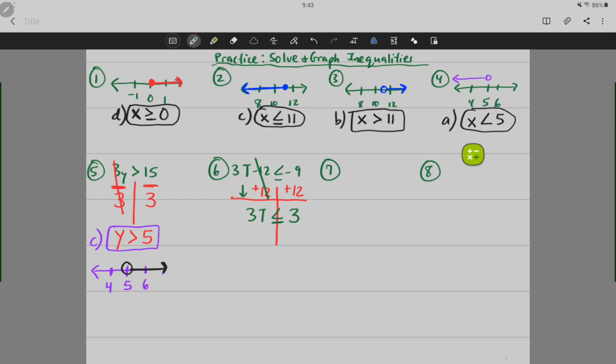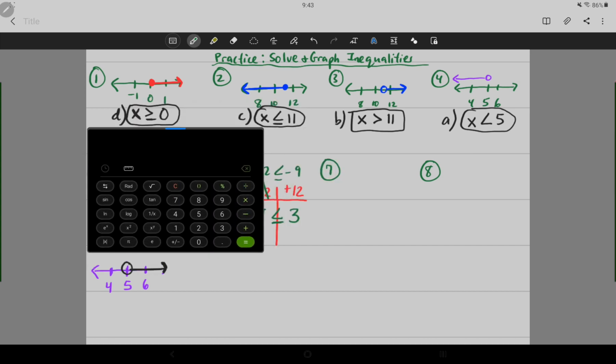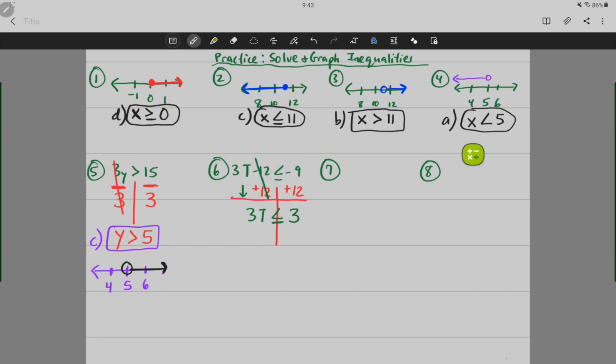If you don't want to remember your integer rules, you should also double check on your calculator just to make sure. So negative 9 plus 12, as you see here, is positive 3. It's very important to make sure you're adding and subtracting properly, because if that's incorrect, then when you get to graphing, your solution is also going to be incorrect.